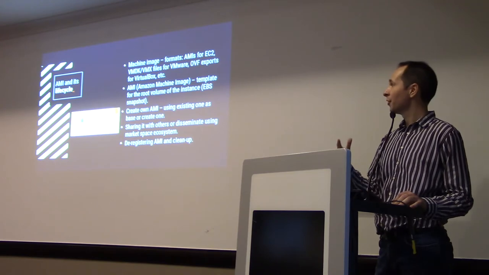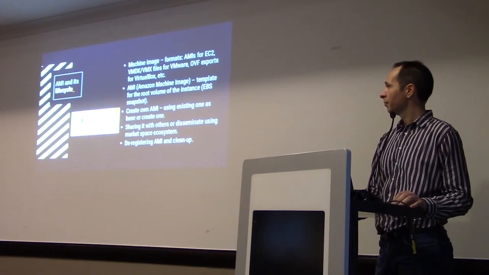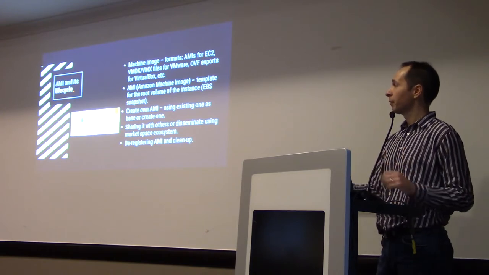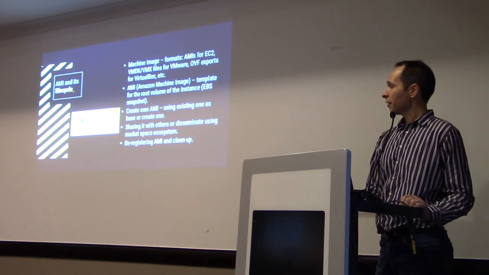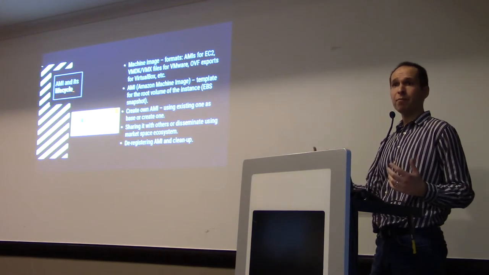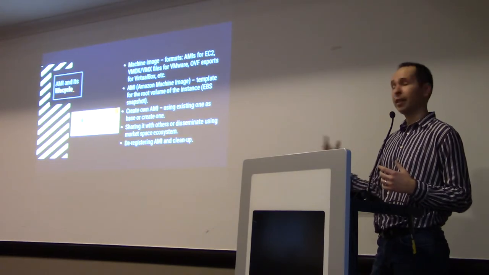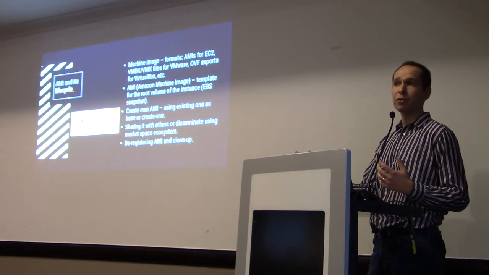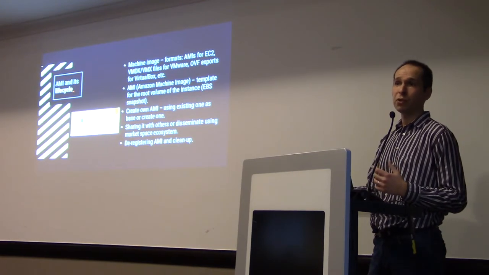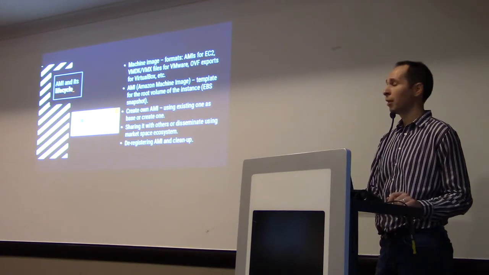So yeah, as I mentioned, either you use the one that's already available or you build your own. That means building from scratch, I guess. There are a couple of methods I will mention later on. And after you build your own AMI, of course, you want to either share it with others or disseminate using the marketplace ecosystem, or just make it publicly available. So you don't actually have to use the Amazon marketplace ecosystem if you don't want to. You can just mark it as public.